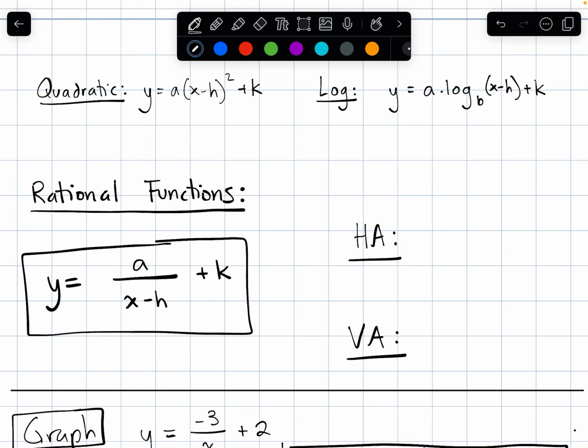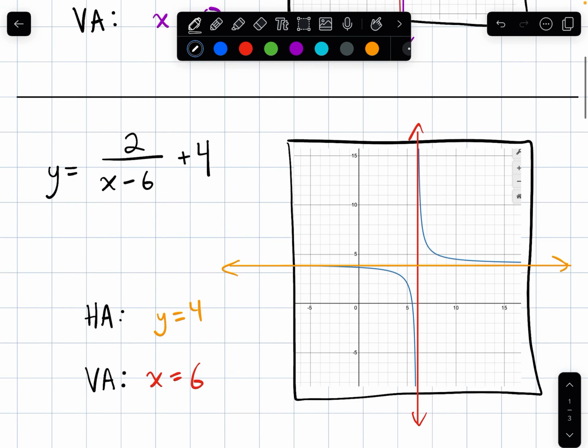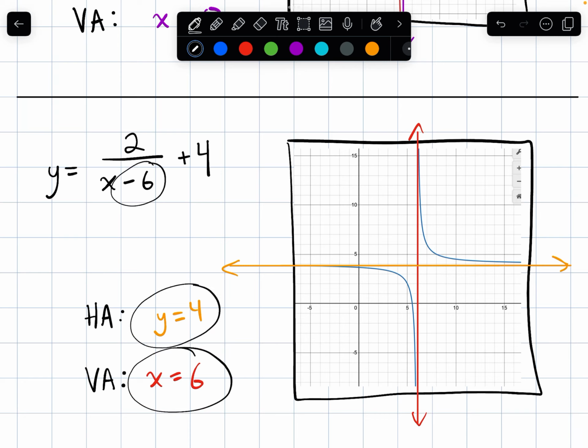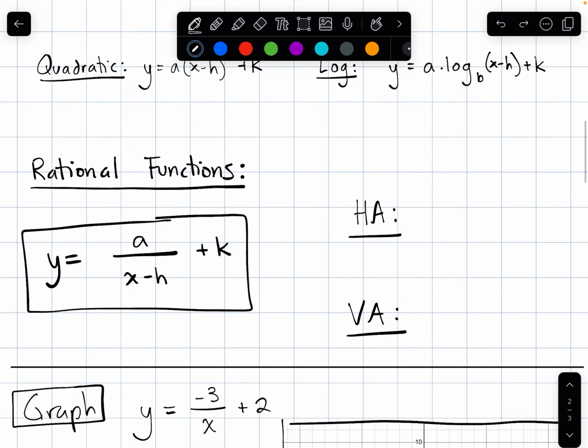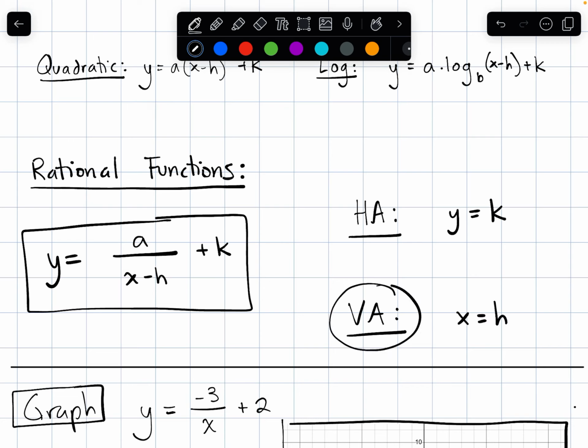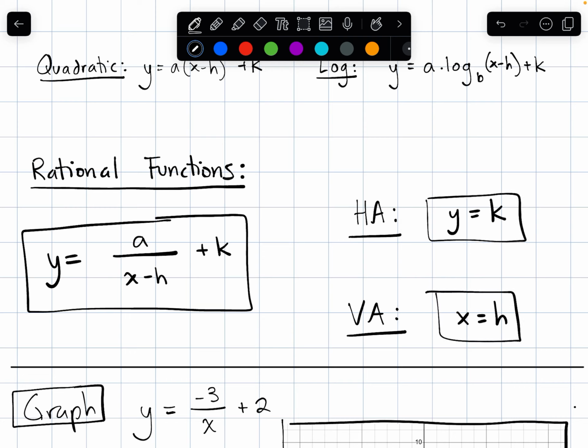And again, if we look at trying to identify the horizontal and vertical asymptotes, hopefully you saw in this previous one that the vertical asymptote comes from the h value and the horizontal asymptote comes from the k value. So what we can say is that for the horizontal asymptote, y equals k, and for the vertical asymptote, x equals h. All right? This should remind you of logarithmic functions. The horizontal asymptote, that should remind you of exponential functions, all right? So these are going to be kind of the key pieces of information that we have to remember, because we're going to be asked to graph these things.